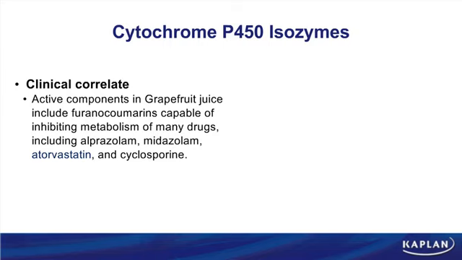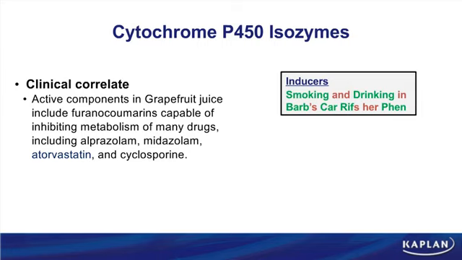First, for the inducers. If you come up with a phrase, the phrase for me starts with smoking and drinking. Sounds like we're having a good time, doesn't it? Smoking and drinking, because cigarette smoke has hydrocarbons, which are P450 inducers. Drinking, because chronic ethanol is a P450 inducer. Now, where are we going to do our smoking and drinking? That's right, in Barb's car.